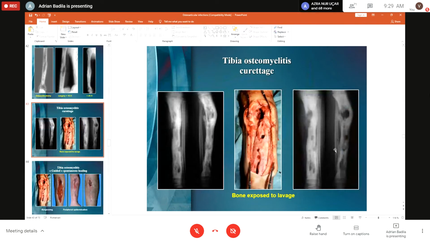Other examples, an extensive acute osteomyelitis of the tibia: curettage, debridement, drainage, the bone is exposed to lavage, and this is the image after 1 month of surgical treatment and antibiotic.